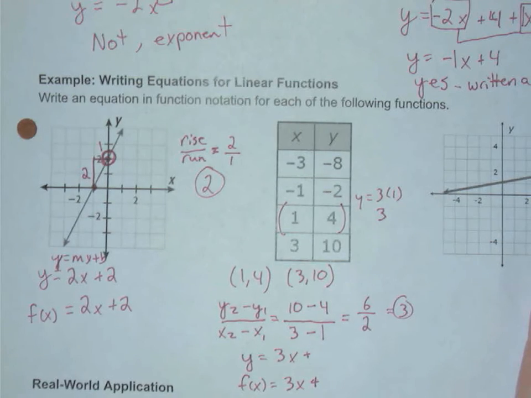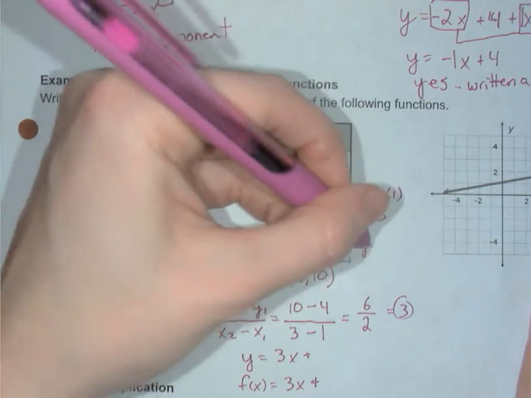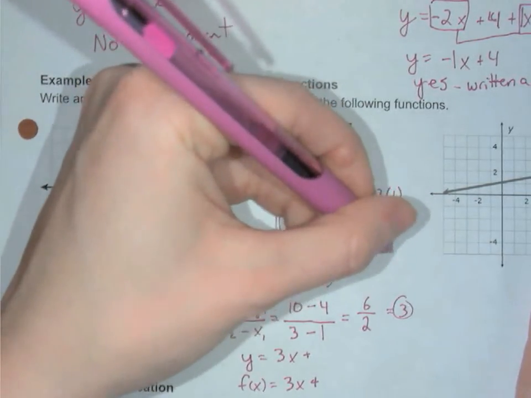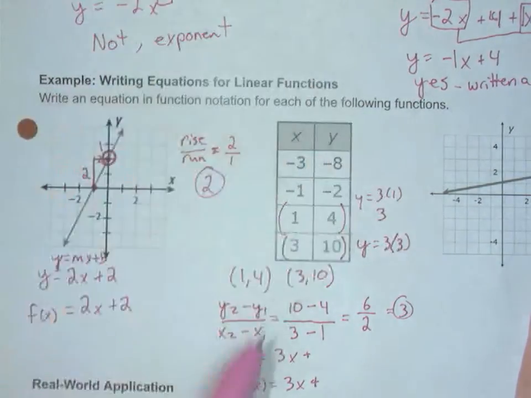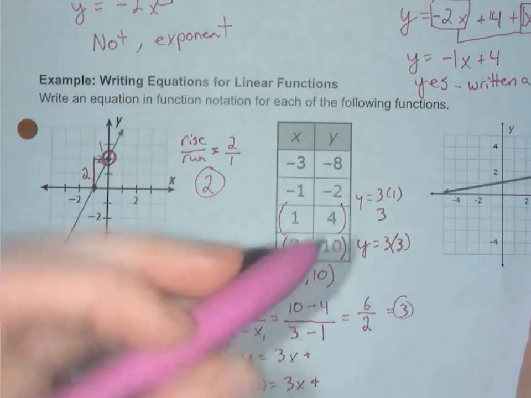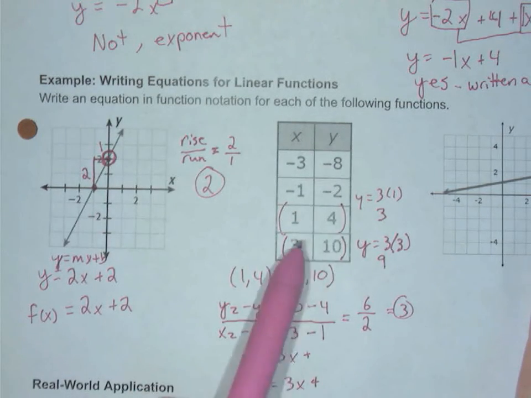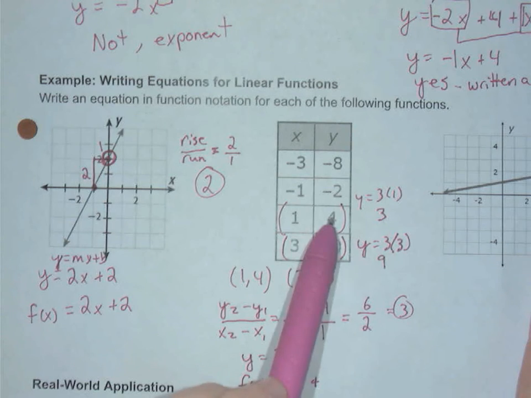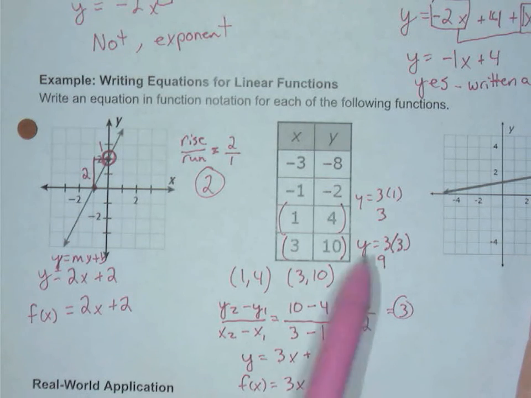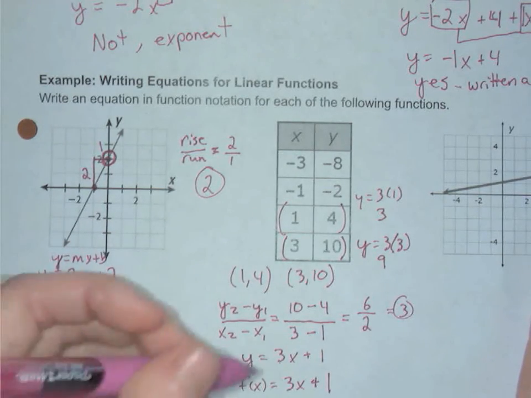I'm going to try one more point to make sure. I'll try the point (3, 10). So I'm going to say y equals 3 times 3, since we have y equals 3x for our slope, and then the 3 from the point (3, 10). 3 times 3 is 9, but I need it to be 10. So my pattern continues where I would need to add 1 to get from 3 to 4 or 1 to get from 9 to 10. So I know that my y-intercept is 1.